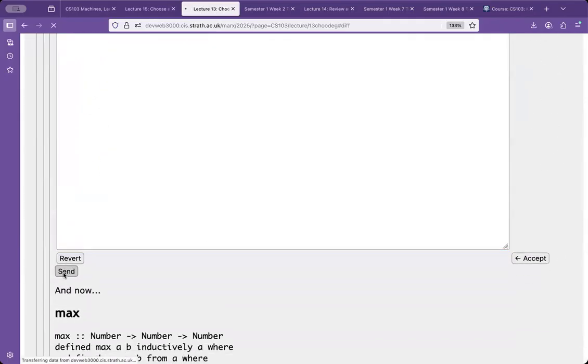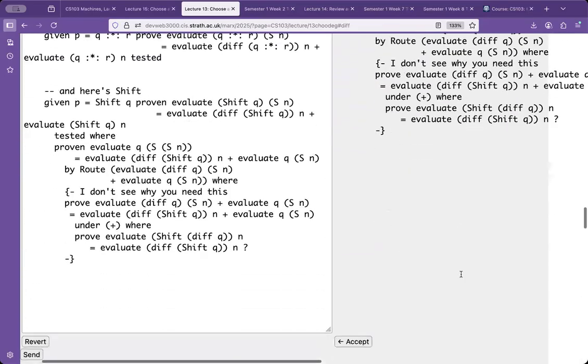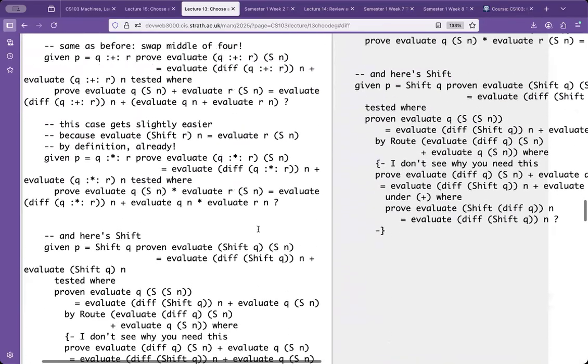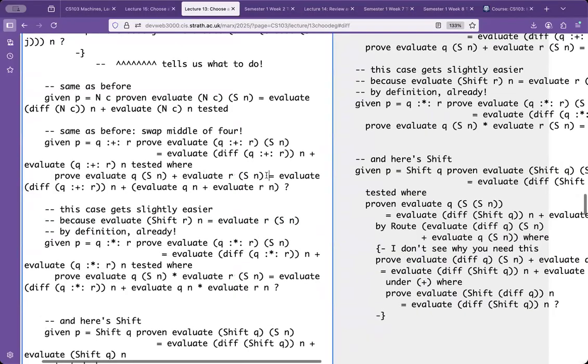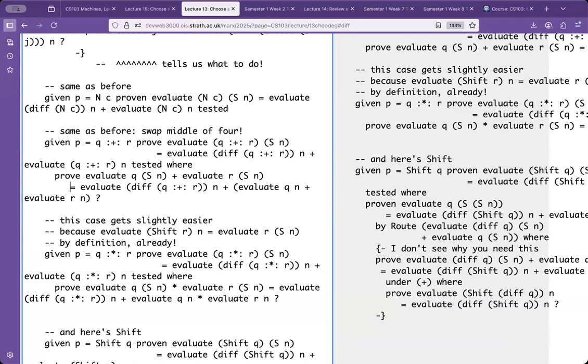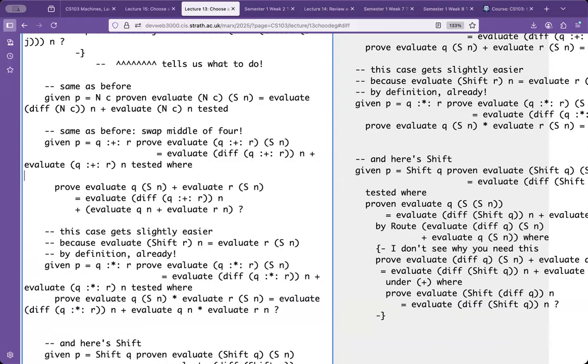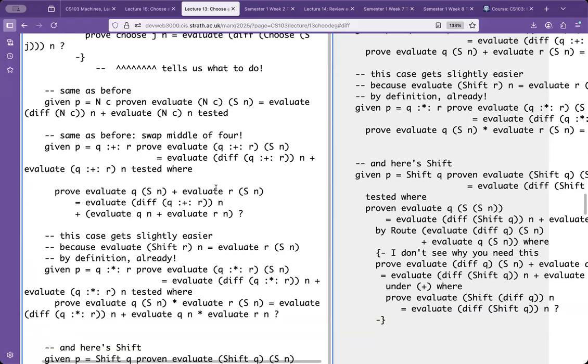I'm going to hit send, and I'm going to hit accept. Okay. So you can see I'll make more space in a moment. Right. So this is our subgoal. Because we haven't defined this case of diff yet, that thing is stuck. We've got evaluate Q successor of N and evaluate R successor of N.